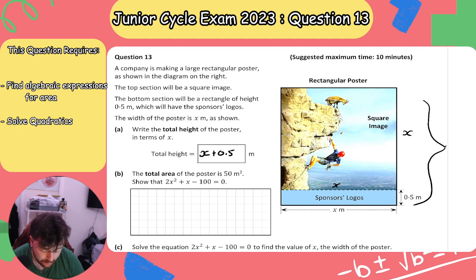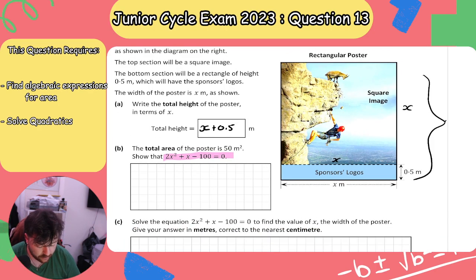The total area of the poster is equal to 50 meters squared. Show that 2x squared plus x minus 100 equals 0. So we need to prove this. Now, I didn't give you a lot of space for that. I probably should give you a bit more. But you want to prove this.